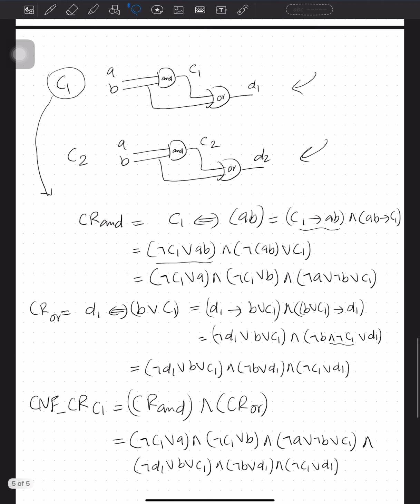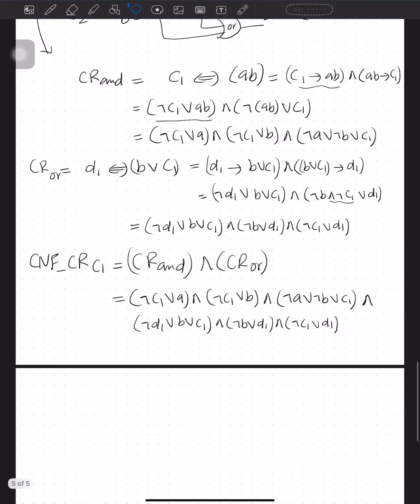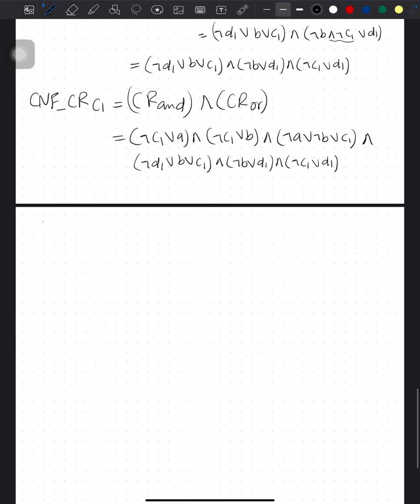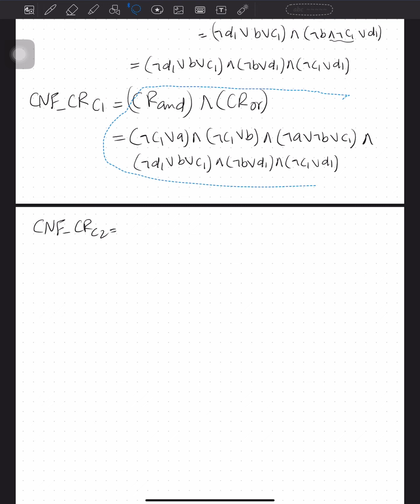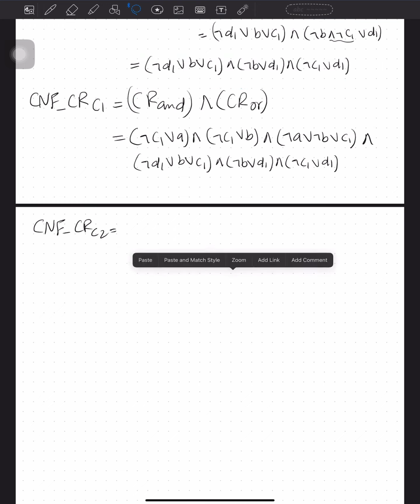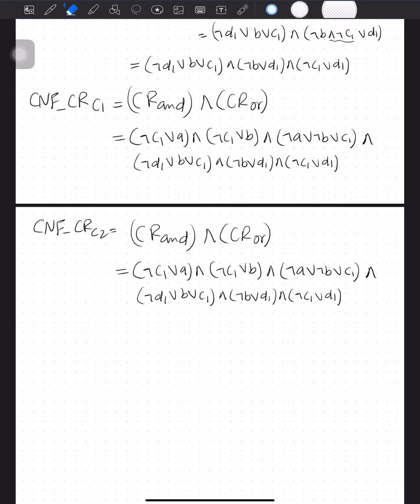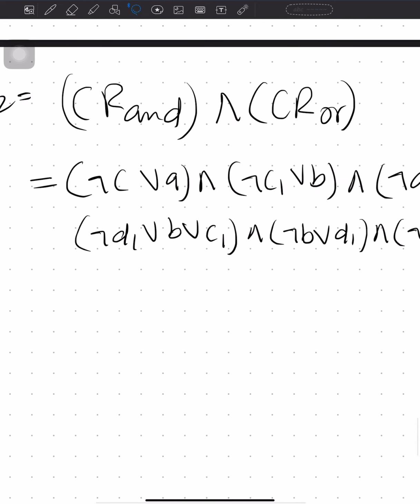Now, if we assume that circuit 2 is the same one as circuit 1, then we know that the characteristic relationship for C2 will be the same thing, except the index will be 2 instead of 1. So we can just make this 2.